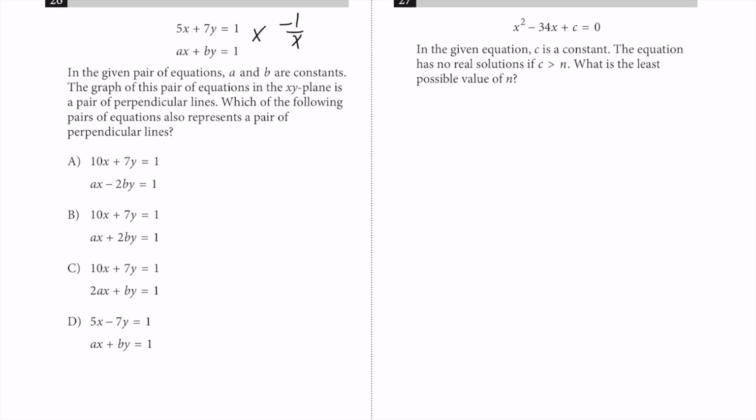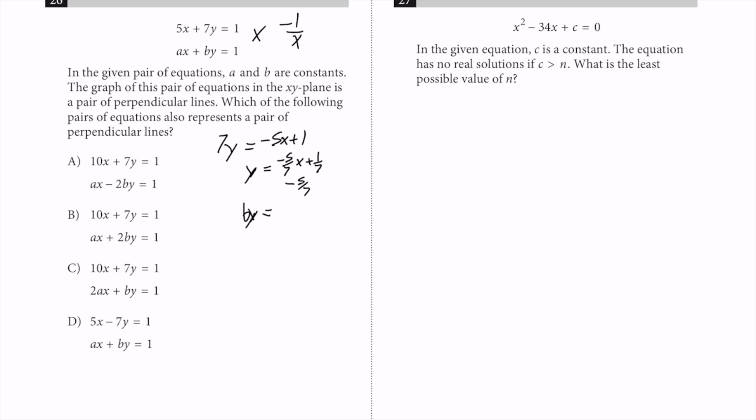The opposite reciprocal. So first, we can find the slope of this top equation. We'll subtract 5x from both sides. We get 7y equals -5x plus 1, so y equals -5 over 7x plus 1 over 7. The slope is -5 over 7. We do the same for the bottom equation.